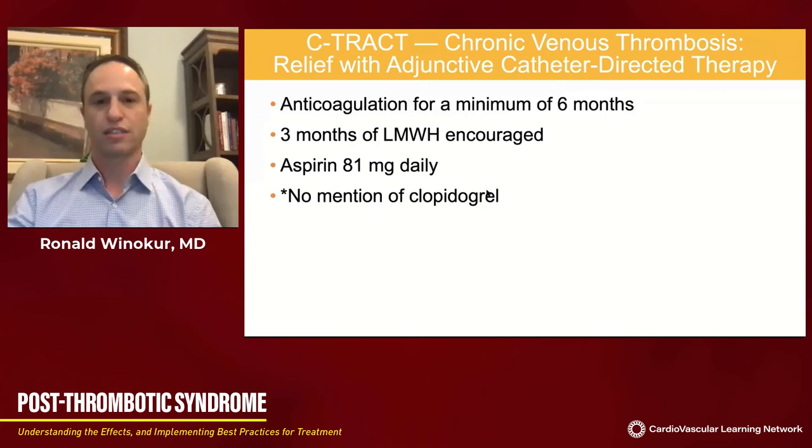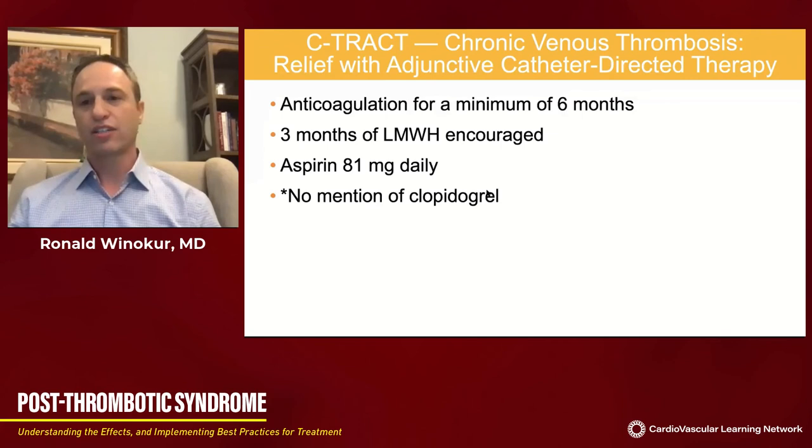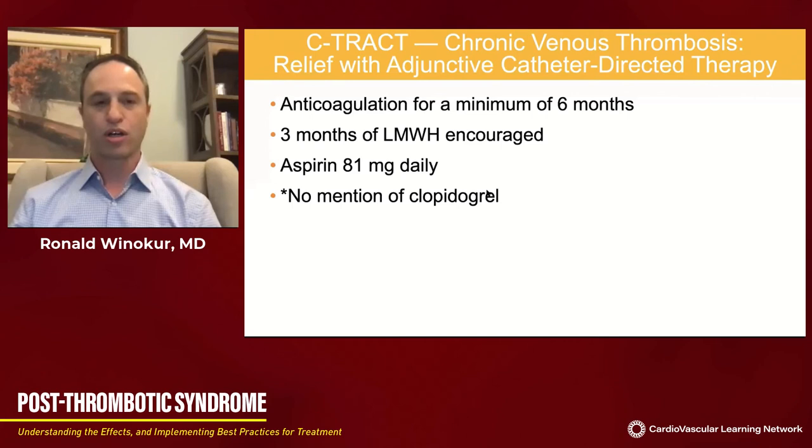So I wanted to bring up the C-TRAC trial to see, does the C-TRAC trial give us some guidance as to what we should be doing, and how has the trial been designed as far as anticoagulation? And here's what we get from the C-TRAC protocol: anticoagulation for a minimum of 6 months. They do encourage the use of low molecular weight heparins in the initial 3 months post-stenting and encourage the use of 81 milligrams of aspirin. They don't mention anywhere in the protocol the use of clopidogrel or Plavix, so not a lot of guidance as far as what to do with antiplatelet agents following intervention.